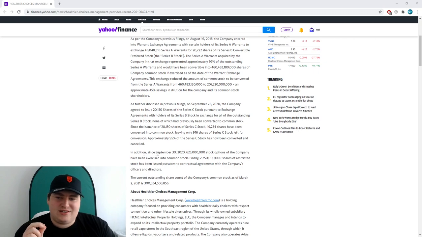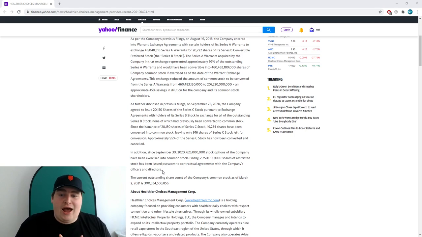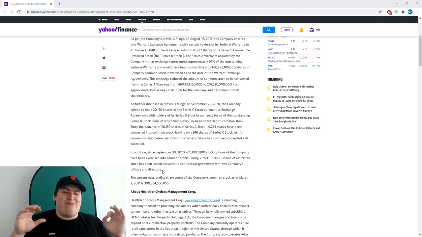So, in addition, since September 30th, 2020, 625 million stock options of the company have been exercised into common stock. Bear this in mind. Finally, 2.25 billion shares of restricted stock has been issued pursuant to the contractual agreements with the company's officers and directors. So the company's officers and directors have issued 2.25 billion shares within HCMC, right? However, the current outstanding share count of the company's common stock as of March the 2nd is now at 300 billion.